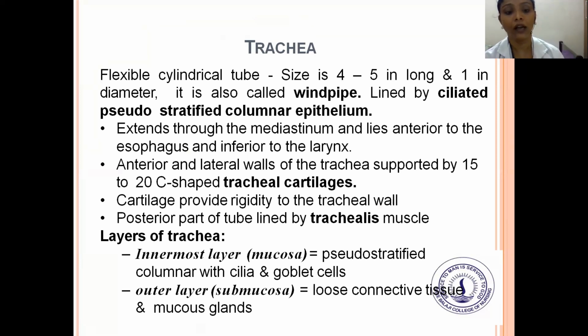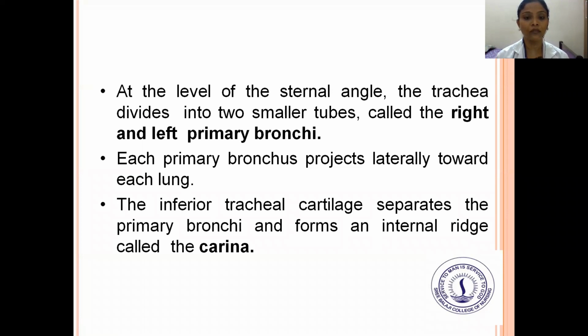Layers of the trachea. The innermost layer is the mucosal layer. It is made up of pseudostratified columnar epithelium with cilia and goblet cells. The next layer is the submucosa, which is loose connective tissue and mucous glands. At the level of the sternal angle, the trachea divides into two smaller tubes, the right primary bronchus and the left primary bronchus. Each bronchus projects laterally towards each lung. The inferior tracheal cartilage separates the primary bronchi and forms an internal ridge called the carina.